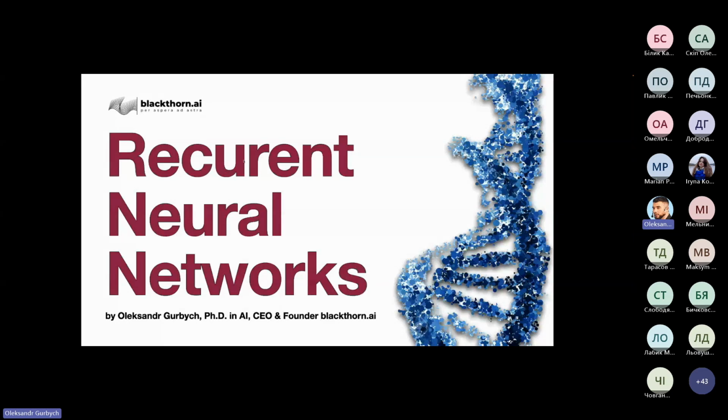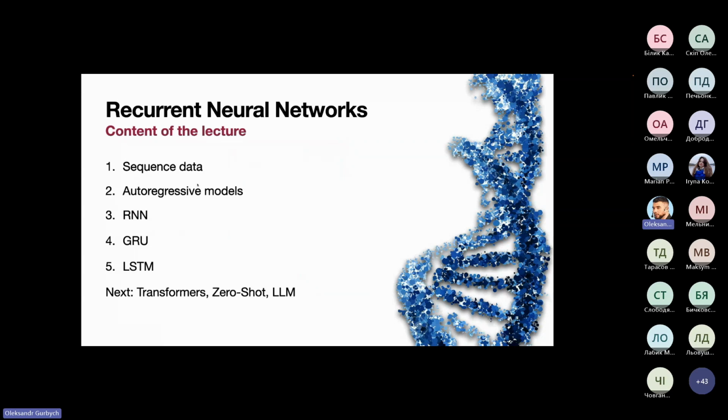So today we will talk about recurrent neural networks. First, we will talk about sequence data. What kind of sequence data do we have? What kind of tasks do we need to accomplish? Second, we will talk about autoregression and kinds of autoregressive models. Then we will discuss basic recurrent architectures such as RNN, GRU, and LSTM. In the next lecture, we will talk about transformers, zero-shot learning, and LLMs.